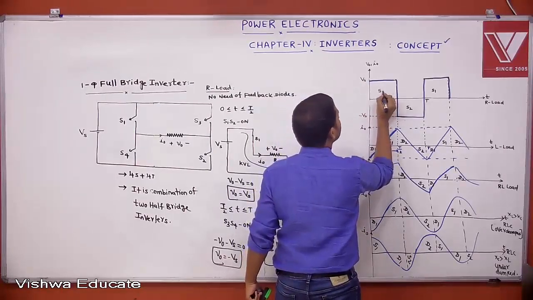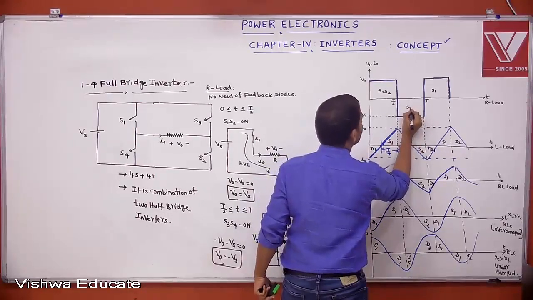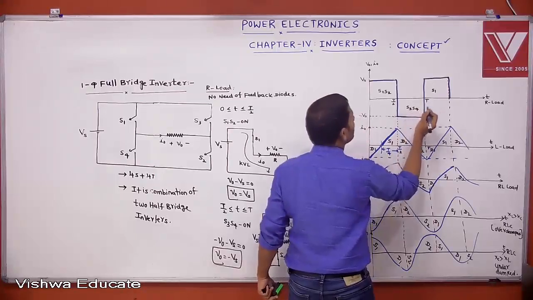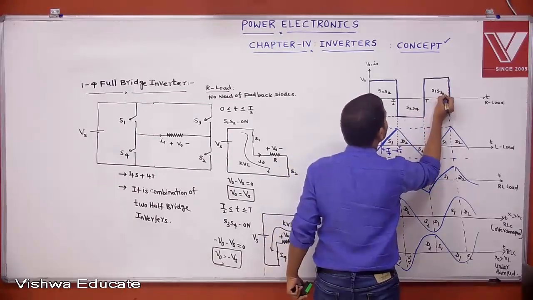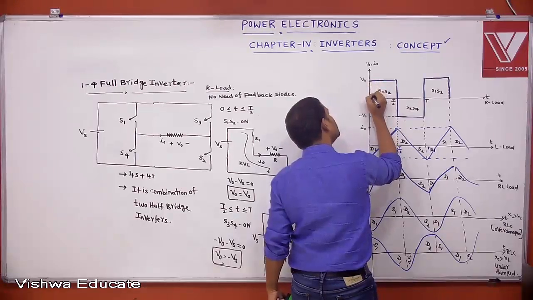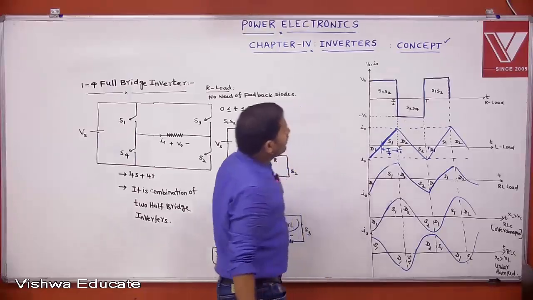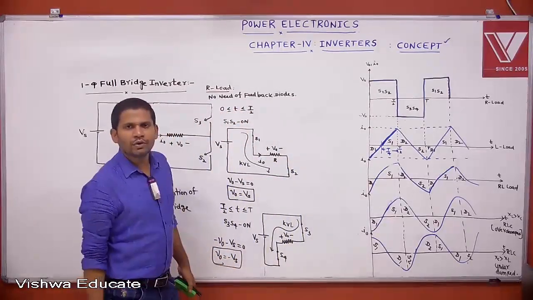But here which device is conducting? S1 S2. Here which device is conducting? S3, S4. Here which device is conducting? S1, S2. Same waveforms, but the amplitude is changing. Instead of Vs by 2, we are getting Vs.